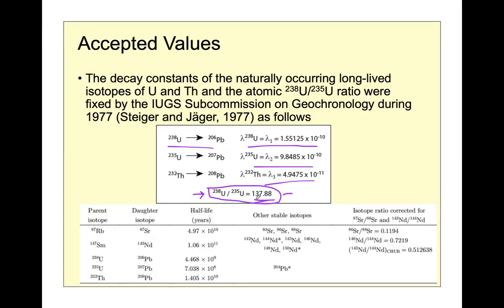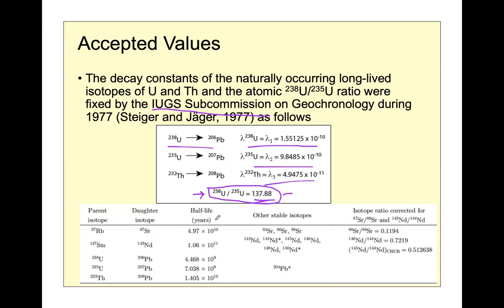So this is a very, very important observation. And the IUGS has stipulated these values. They have a subcommission on geochronology, and they have stipulated these values as accepted values, right? So the decay constants, and this is the ratio, the uranium 238 to 235 ratio. You have some other values also here, just for your reference.